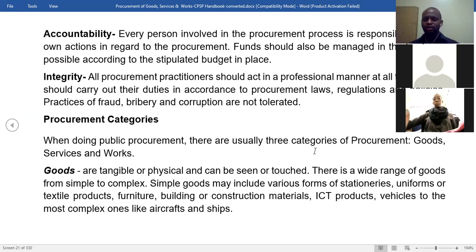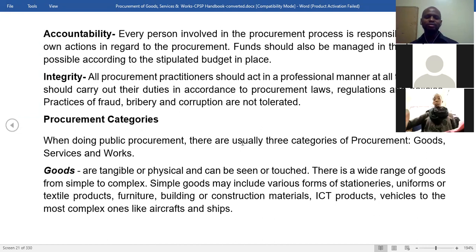Let's start with the first one, the goods. Goods are tangible or physical and can be seen or touched. All those physical items in your organization that you can see and touch, they form part of the goods in your organization. There is a wide range of goods from simple to complex goods. For example, an example of a simple good is the stationeries that you use, some of the uniforms that you have in the organizations, the furniture, building construction materials, vehicles, and what have you.